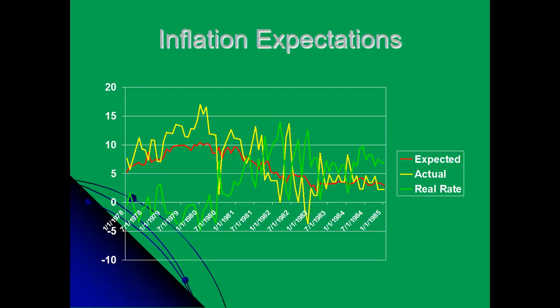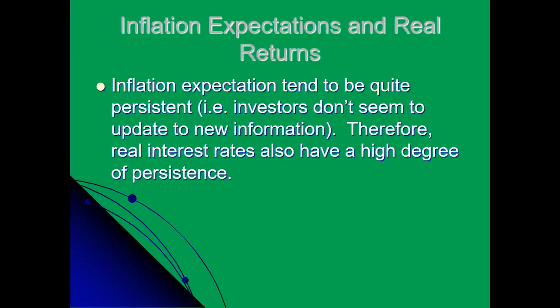So expected is the red again. The actual is very dramatic also, normally at the top of the red, but could go down. And with that, the real rate would be going lower, or the lowest, if ever our inflationary rates would be at the highest, especially for the actual ones. Okay, inflation expectations and real returns.